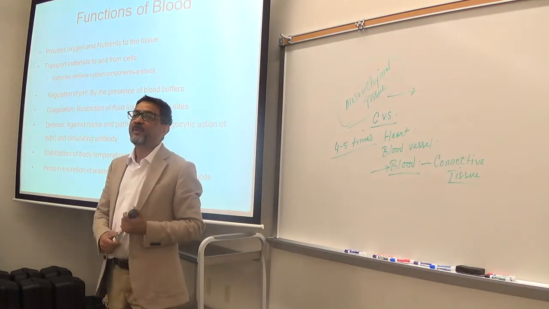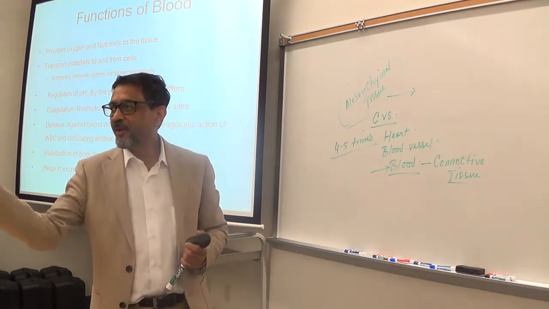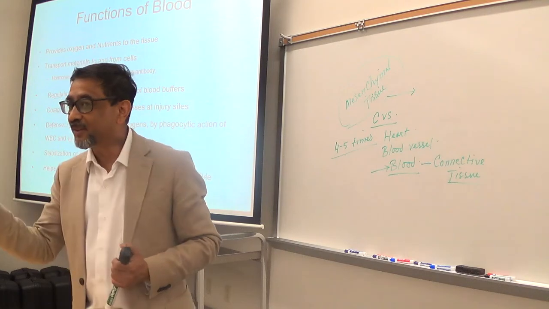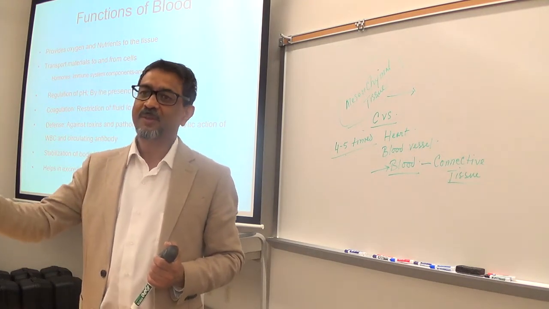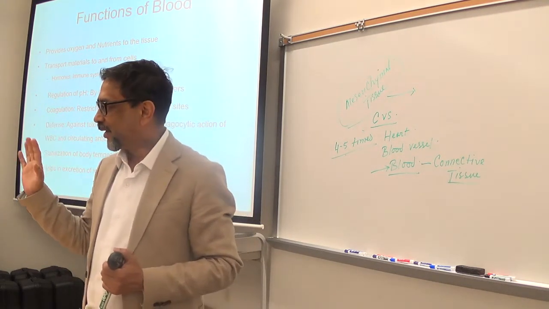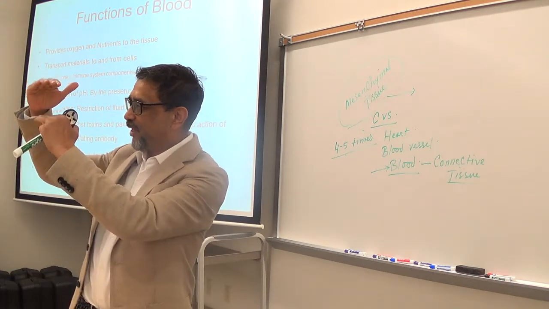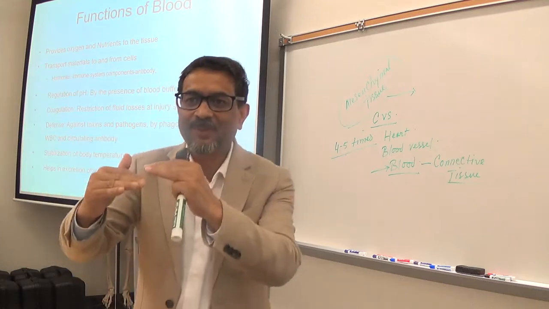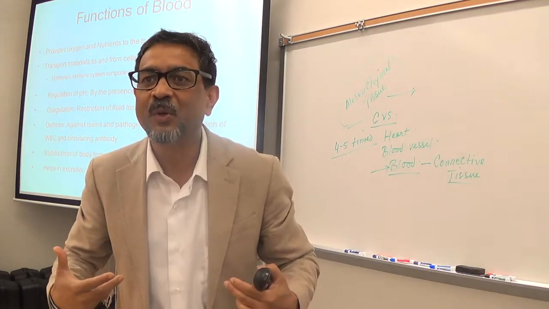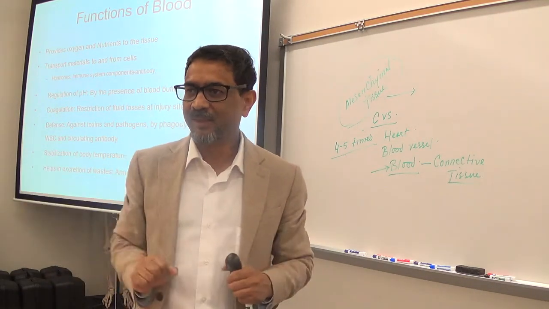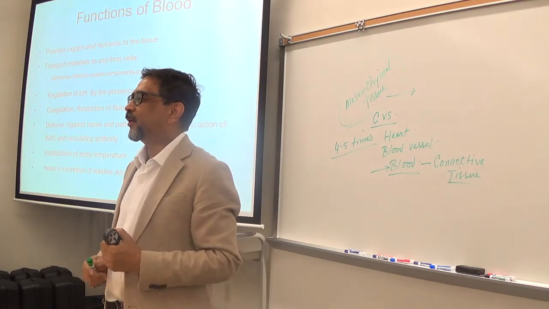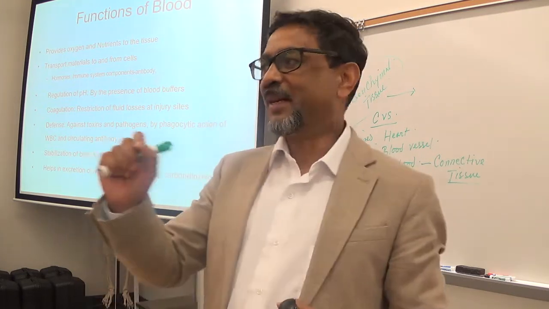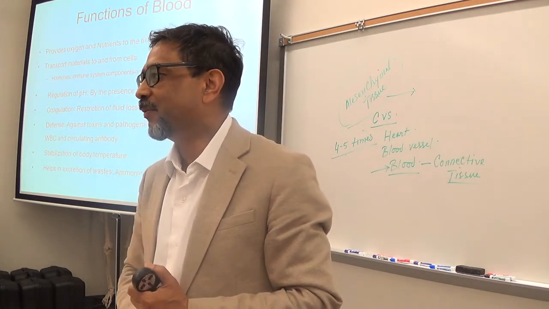Regulation of pH. What is the pH of blood? How many of you remember? 7.35 to 7.45, right? And I mentioned that pH must be maintained. If it drops, that becomes what? Acidosis, right? We don't want that. So, now the question is, who maintains the pH of blood?